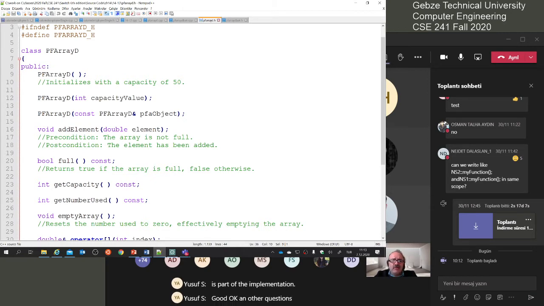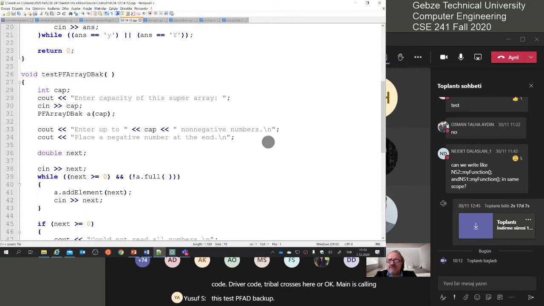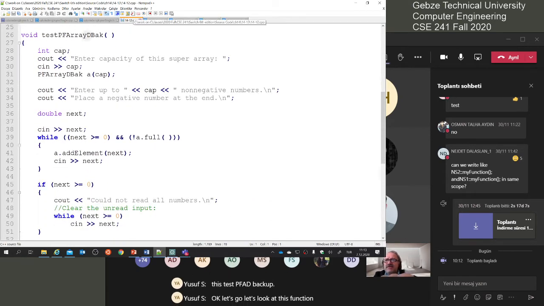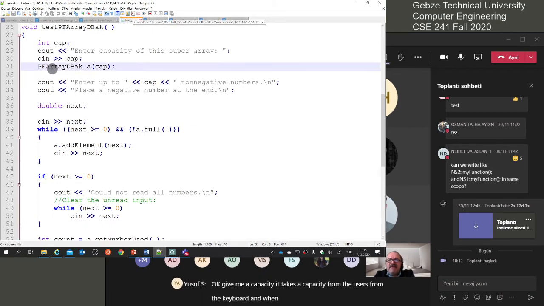In fact, before we go into the details of the implementation, let's see the example code, driver code. Driver code is here. Main is calling this test pfarray backup. Okay, let's look at this function. This function says, give me a capacity. It takes a capacity from the user, from the keyboard.